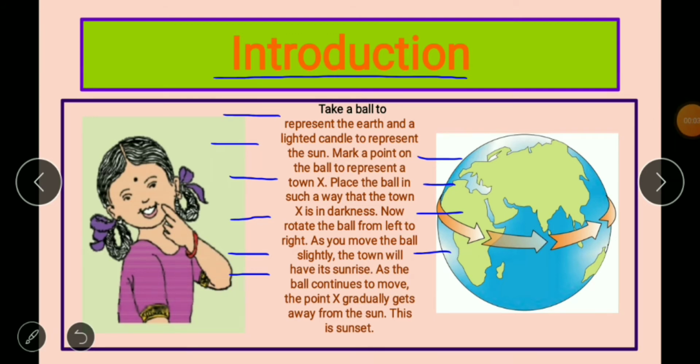As the ball continues to move, the point X gradually gets away from the sun. This is sunset, because at that time there will be no light. It will be dark. So that's how you can see how the earth rotates.